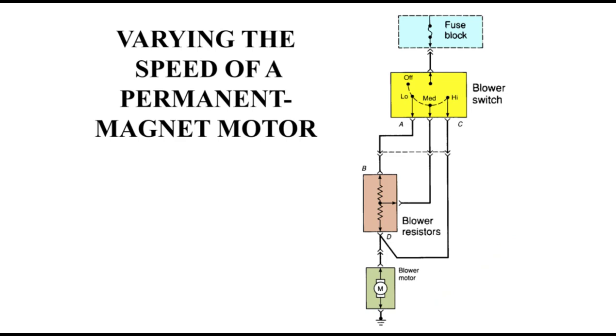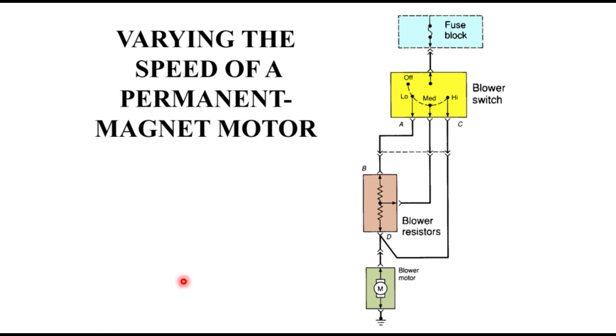A DC motor can be either a permanent magnet, where the field poles on the outside of the motor are fixed, or they can be a variable field, where you have electromagnets as your field poles. A permanent magnet motor is very common. We'll take this example to show you how you vary the speed of a permanent magnet motor. A good example of this would be the heater blower in your car.